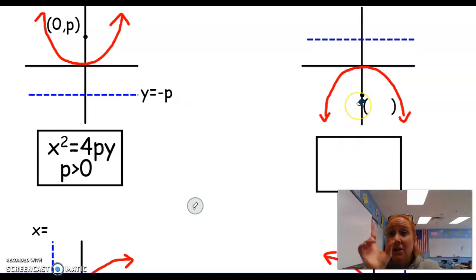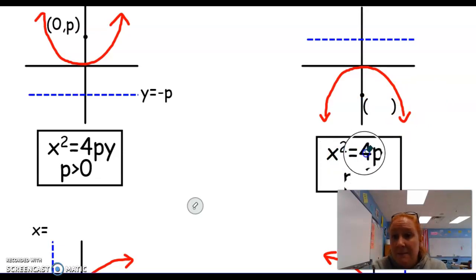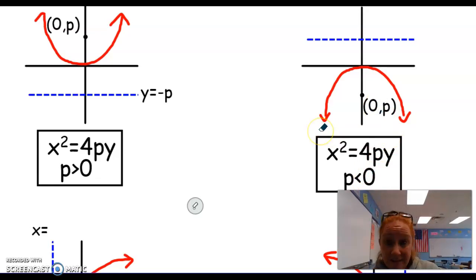Now this one over here opens down. So that's also going to be an x squared. But this time, it's still going to be 4py, but now because it's going down, my p is negative. So up here, my equation is going to be y equals the opposite of p. So those negative signs don't necessarily mean negative. In this case, it means the opposite of. All right, now what happens on these?